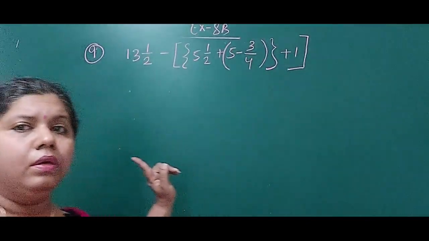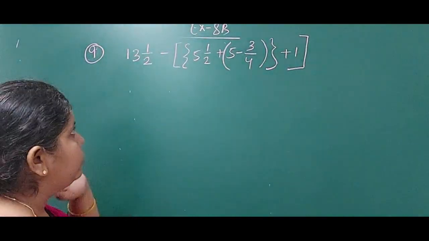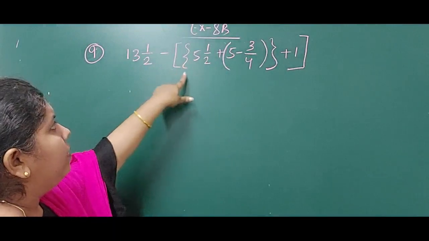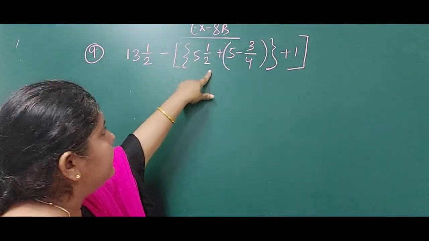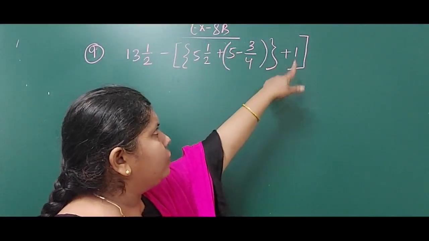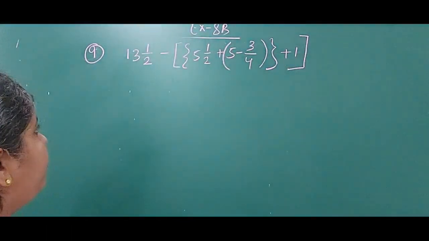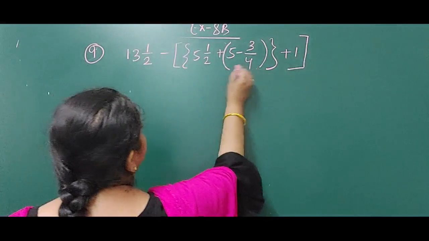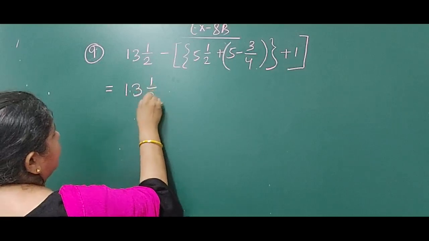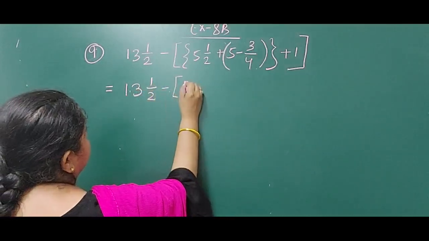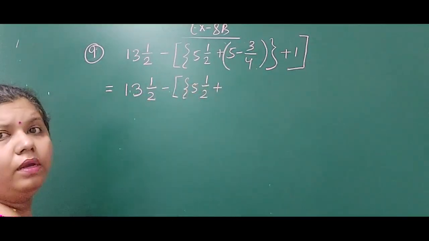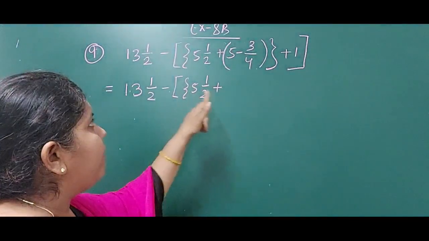Now look at this question. This question is also on fractions only. You can see 13 and a half minus, there is a square bracket, and within the curly bracket you have 5 and a half plus, simple bracket, 5 minus 3 by 4, and then the curly bracket closes, and plus 1, square bracket closes. Now first of all you have to solve the inside bracket, that is the simple bracket. So this is equal to 13 and a half minus, this is your 5 and a half plus, you can use a rough column for solving 5 minus 3 by 4.